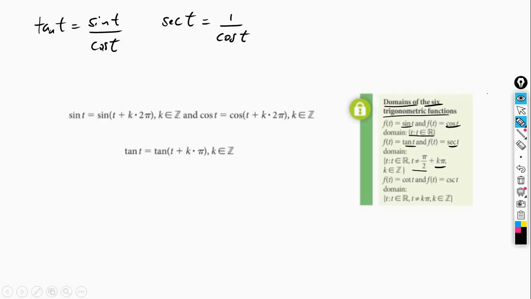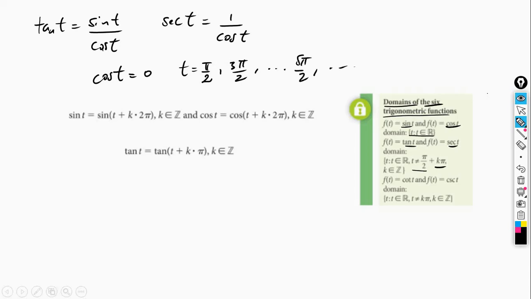So this is going to be undefined in both cases every time cosine of t is equal to 0. So where does cosine equal 0? Well, remember that cosine of t is equal to 0 for t equal pi halves, 3 pi halves, and so forth. And it keeps repeating in a cyclical way. And notice that these values have a difference of pi. So the next one would be this plus pi, so 5 pi halves, and so forth.